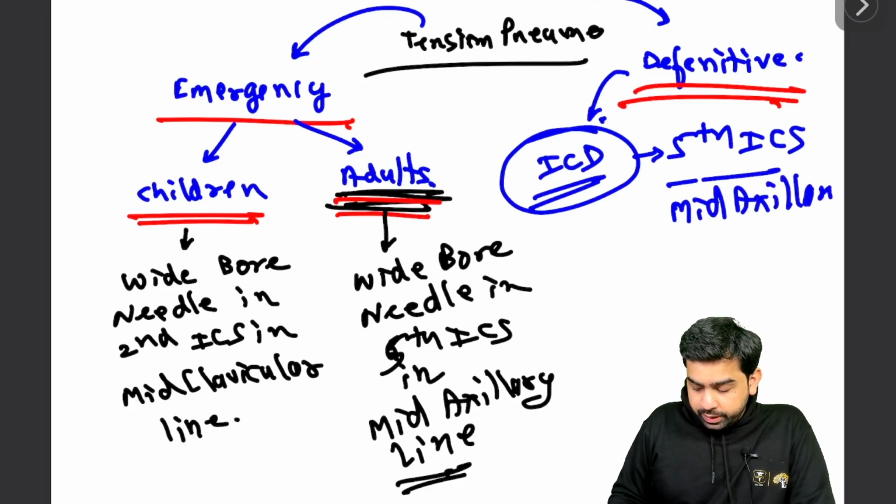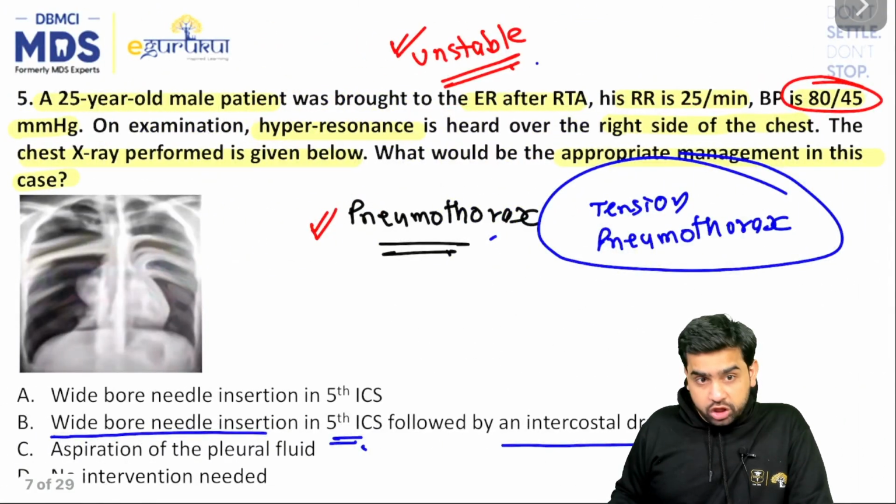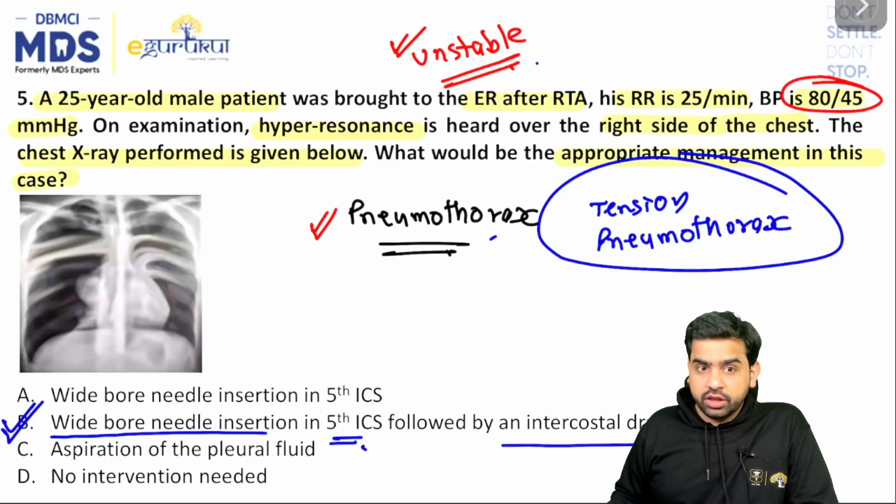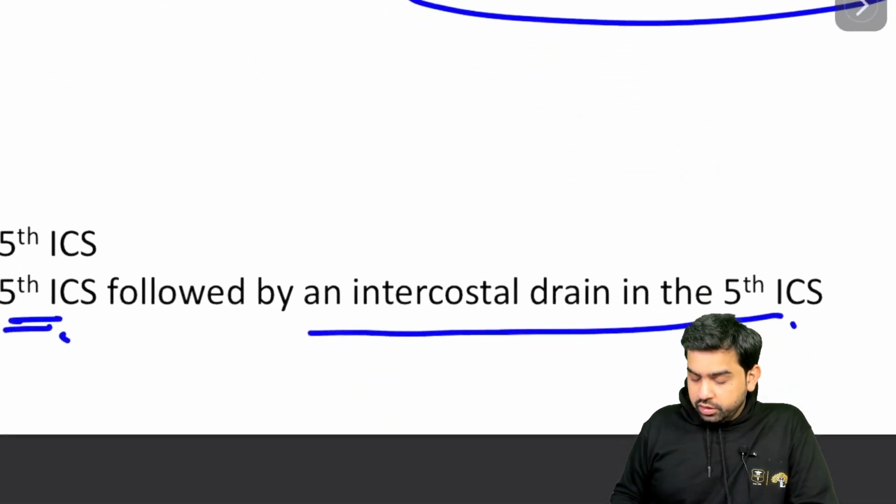Okay, I hope you are able to understand this particular point. Very important. This is how you manage the patients of a tension pneumothorax. So over here, the answer is definitely going to be B, wide bore needle insertion in the fifth intercostal space in the mid axillary line, followed by the intercostal drainage in the fifth intercostal space.